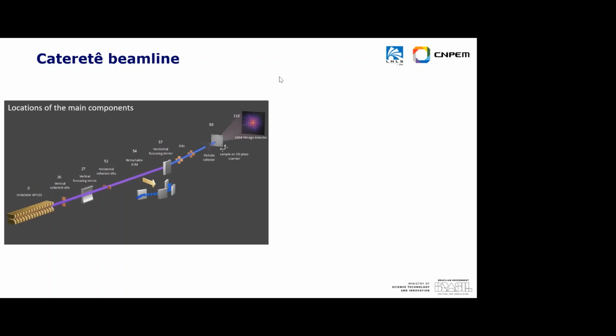And this beam goes to the sample, and then the scattering from the sample will be acquired by the detector inside the tunnel. So we try to touch the beam as little as we can to not lose coherence, because anytime you touch the beam, you lose a little bit. So the idea of Cateretê is to take advantage of all the coherence of Sirius.